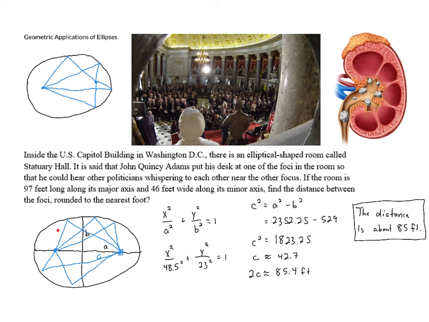So he should be able to hear all of the people whispering so long as they're at the other focus. If they're whispering somewhere else, not all of those sound waves are going to be reflected back. Some of them are going to be reflected in different places. But the way that an ellipse works, as far as the reflection properties go, is that any light or sound waves that are sent from one of the foci end up getting reflected precisely to the other. So elliptical-shaped rooms are great for eavesdropping on other people, so long as you're located at one of the foci and they're located at the other.